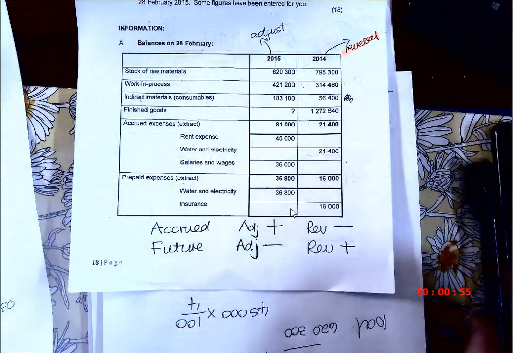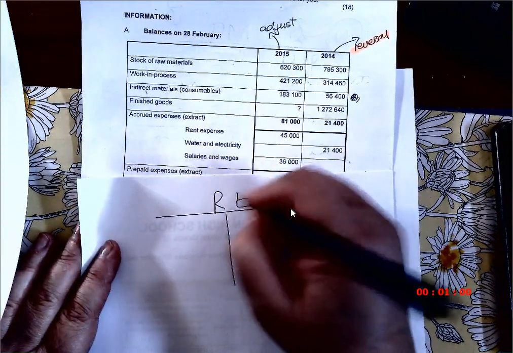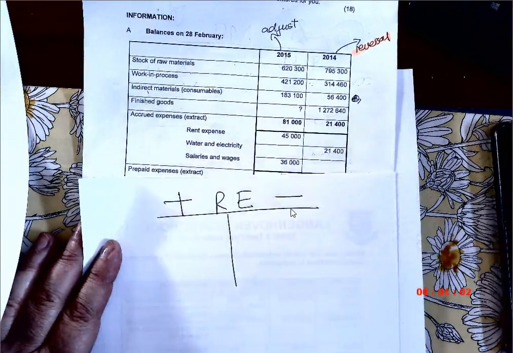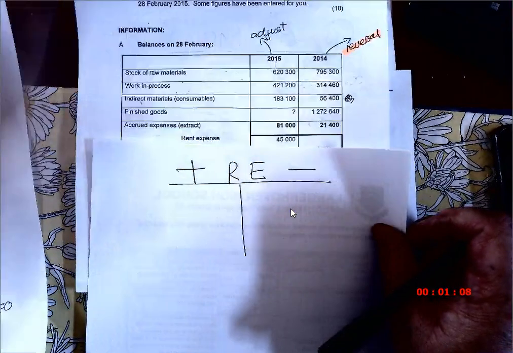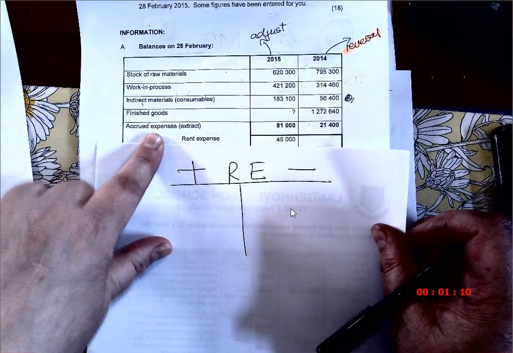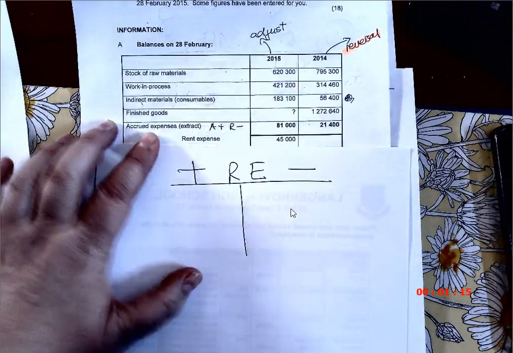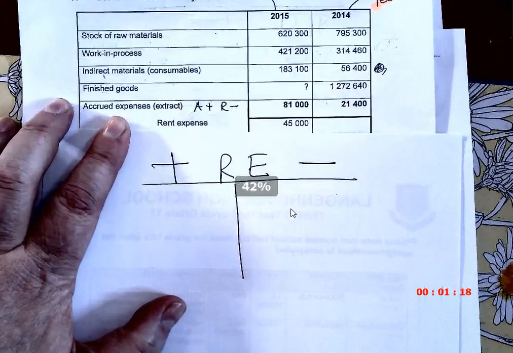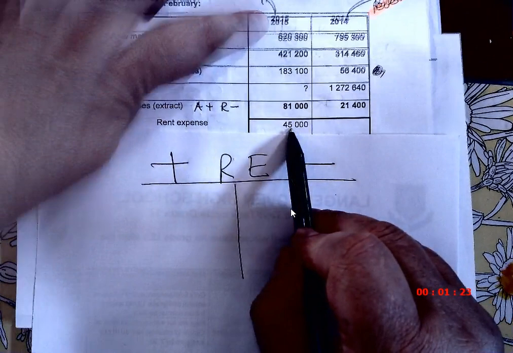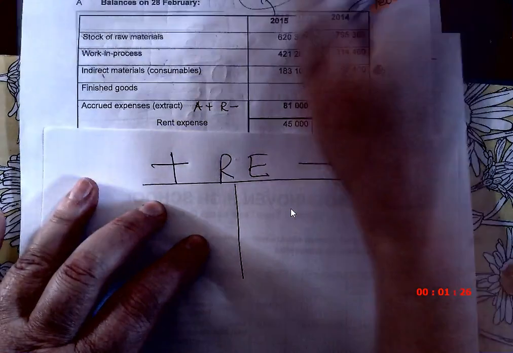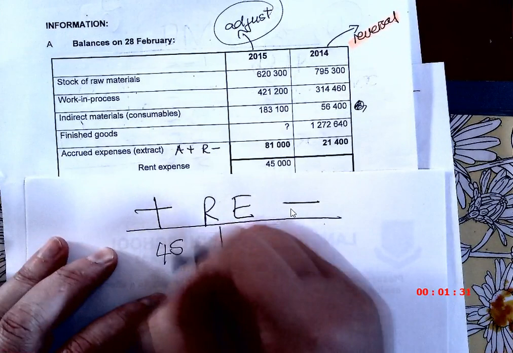So the first thing is the rent. So I'm going to say to you, rent expense is an expense, right? So now if I look here, can you see they give me accrued expenses, which adjustment is a plus, but reversal is a minus. So let's quickly look. Rent expense is in this financial year, so it's an adjustment. Ne? It's an adjustment. So an adjustment will make it more.